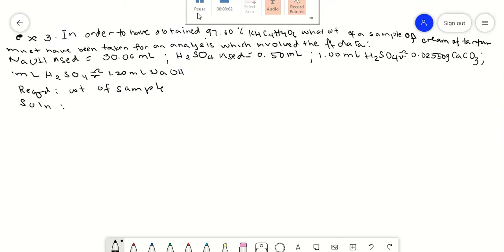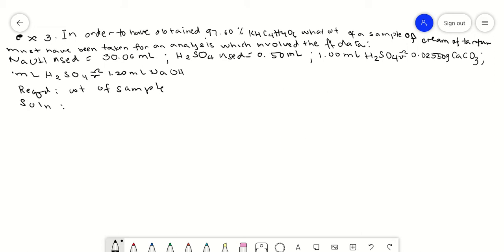Okay, in this problem, we are given the percentage of the sample which is potassium bitartrate, or the cream of tartar. It has been taken for analysis, which involves the following data. The amount used for titration is 30.06. Take note that this cream of tartar is in acidic form. So we are going to titrate it with sodium hydroxide, which is 30.06%.